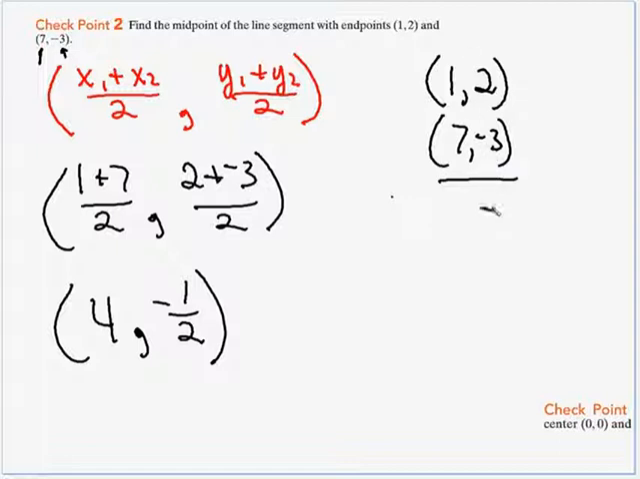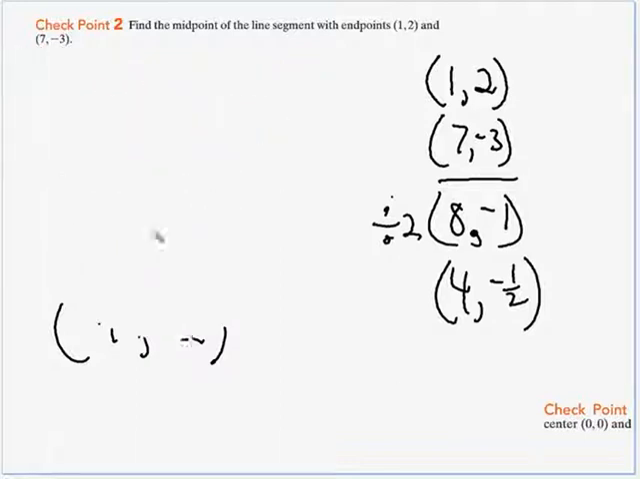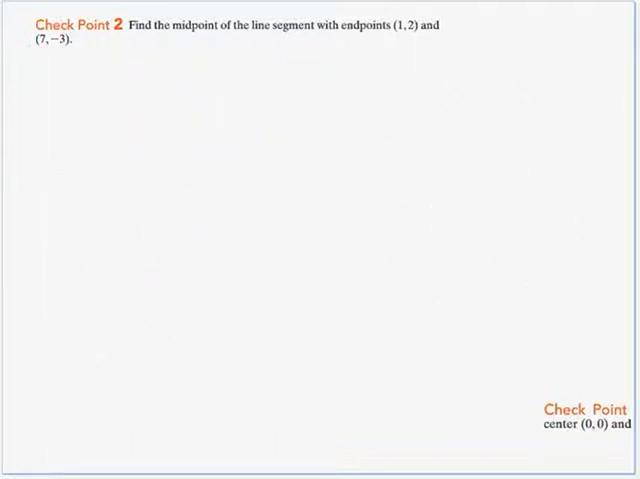2 plus -3 is -1. 1 and 7 add up to 8. And then I just want to remember the next step, I'd want to divide by 2. Just chop whatever's in these parentheses in half. Half of 8 is 4. Half of -1 is -1/2. So just a little alternate way to think about the midpoint formula.